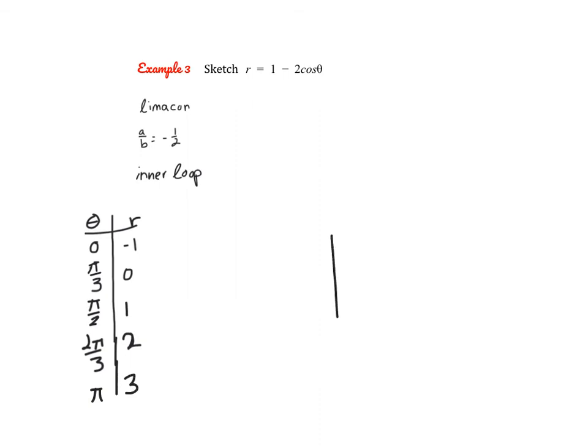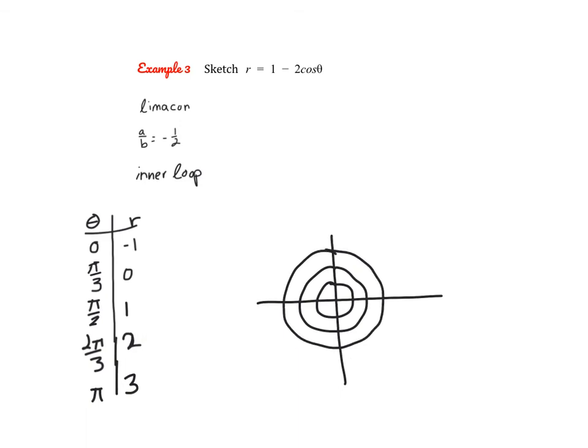Okay, so now we can plot those points. I see that the largest R value we have is 3. And then we can use reflection to find the rest of the points. So we have -1 at 0, which, like I said, is usually right here, but since it's moving in the opposite direction, it will actually fall right here. Then we have 0 at pi over 3, which is at the origin. And then we have 1 at pi over 2, and then 2 at 2 pi over 3, and then 3 at pi.